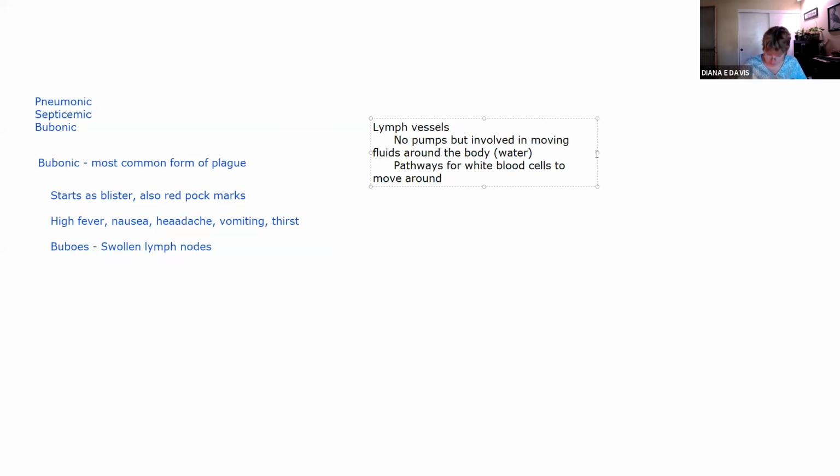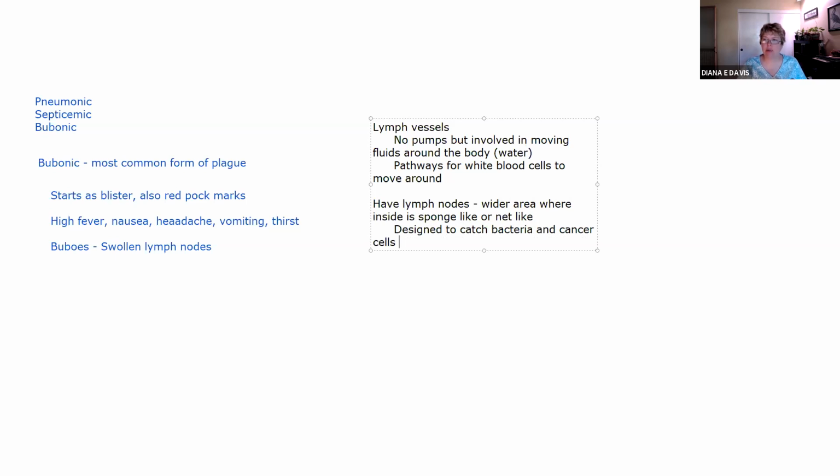And these lymph vessels have the nodes. And the lymph nodes are a wider area where the inside is kind of sponge-like or net-like. And that is designed to catch bacteria that are moving through the lymph system and cancer cells that are trying to spread through the body. So these bacteria or cancer cells get caught in the lymph nodes.